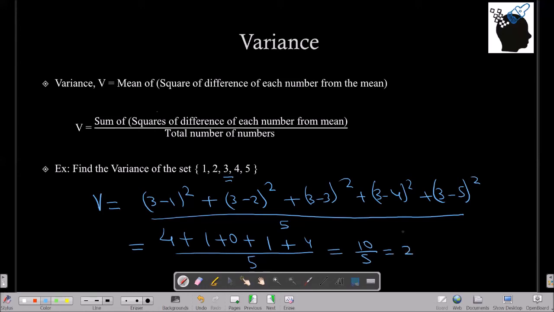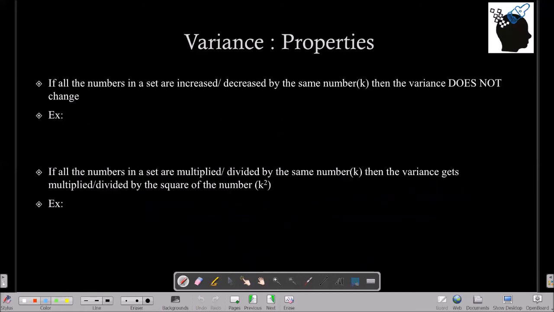Now let's talk about some of the properties of variance. If all the numbers in the set are increased or decreased by the same number, then the variance does not change. Let's take an example. So let's take the first set as 1, 2, 3, 4, 5. We know the variance is 2. Let's add 2 to all the values to get the set 3, 4, 5, 6, 7. Now we know the mean is 5. Let's try to find the variance.